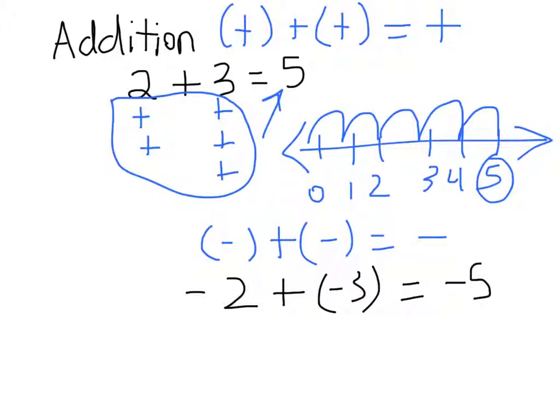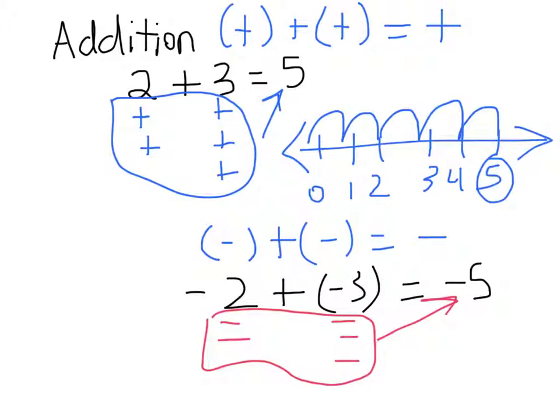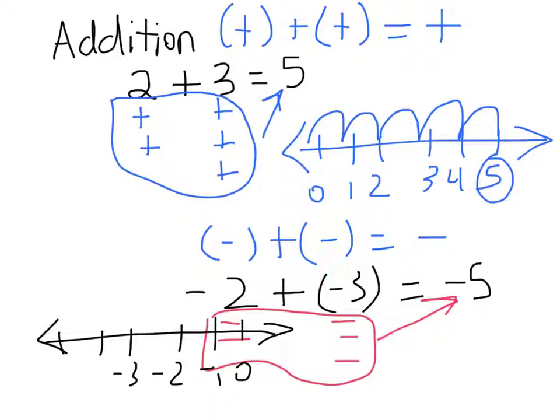The reason is we have 2 negatives here and 3 negatives here. You can't make any 0 pairs, so you're left with negative 5. On a number line, you could make that very simply by saying here 0, 1, 2, 3, 4, 5. We're going to put those in as negatives. And because we are at negative 2 first, we hop left 2 and then left 3, ending at negative 5.